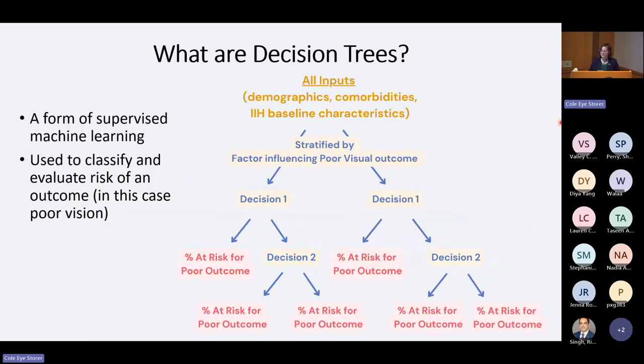And we also utilize decision trees, and this is a form of supervised machine learning that's used to classify and evaluate risk of an outcome. In this case, our outcome is, does a patient have poor vision? And so again, we're going to include the same inputs, our demographics, comorbidities, baseline characteristics. And then our decision tree is going to make a binary decision. So it'll choose a variable to make a decision on, and that will lead to decision 1. And then it'll make another decision. And for instance, you might get at that point a percent at risk for an outcome. So it will keep making these binary decisions to make an outcome.